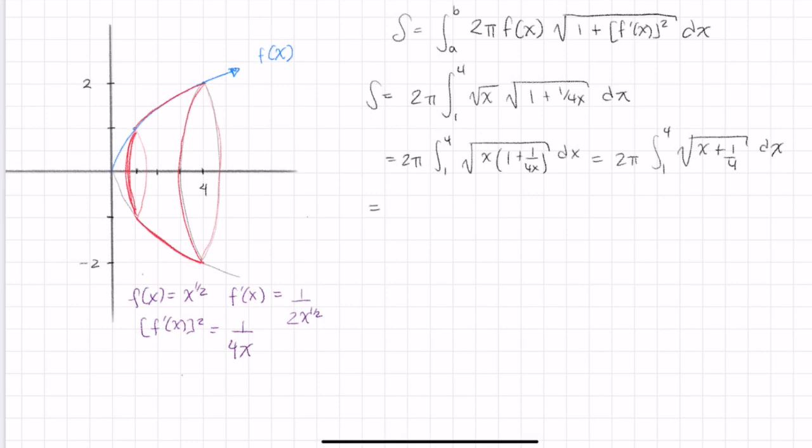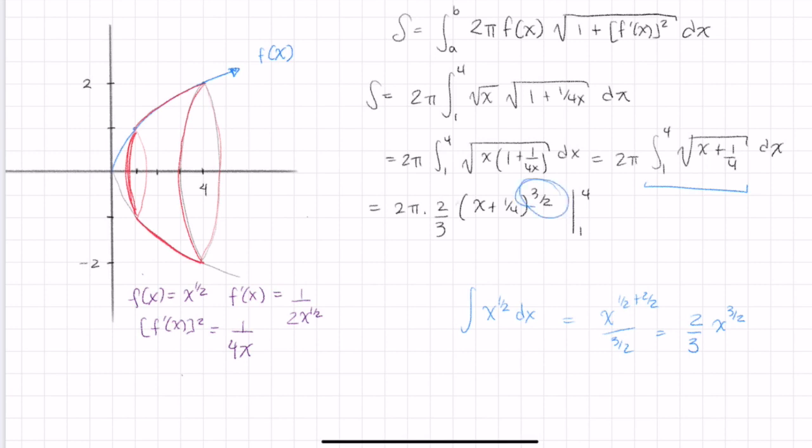Now integrating, this becomes 2 pi times 2 over 3 times x plus 1 over 4 to the 3/2 power, evaluated from 1 to 4. And if you're thinking, whoa, what just happened here? Just remember that the integral we have here is basically the integral of x to the 1/2 power dx, which is x to the 1/2 plus 2 over 2 divided by, and now 1/2 plus 2 over 2, that's 3 over 2. And this is how I got that 2/3 out in front, x to the 3/2 power. And I'm ignoring the plus c constant on purpose because I'm just trying to emphasize why I have a 3/2 power, why I have a 2/3 multiplied to the front. Hopefully that little aside was helpful.